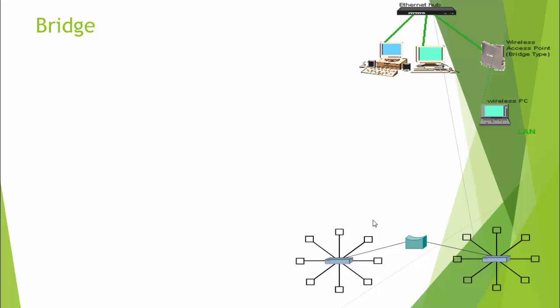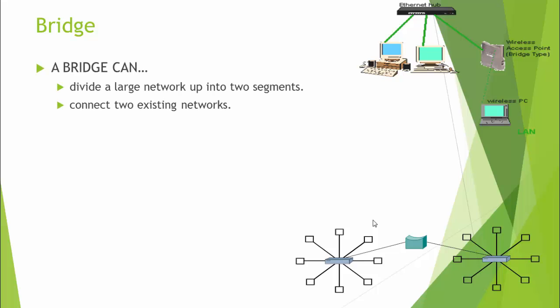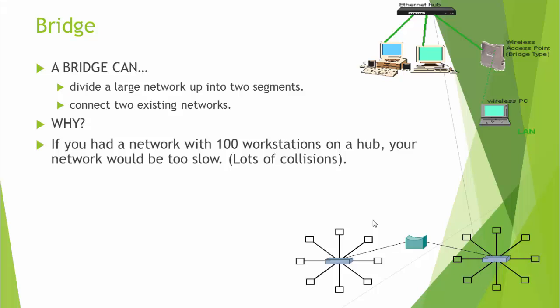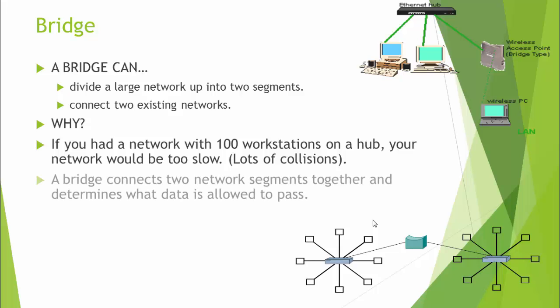Okay, so let's go through some of the rest of the hardware types. A bridge will divide up a large network into 2 different segments. It essentially creates 2 different networks. So why would you want to do that? Well, the answer is if you have too many workstations on a single system, your network is too slow.